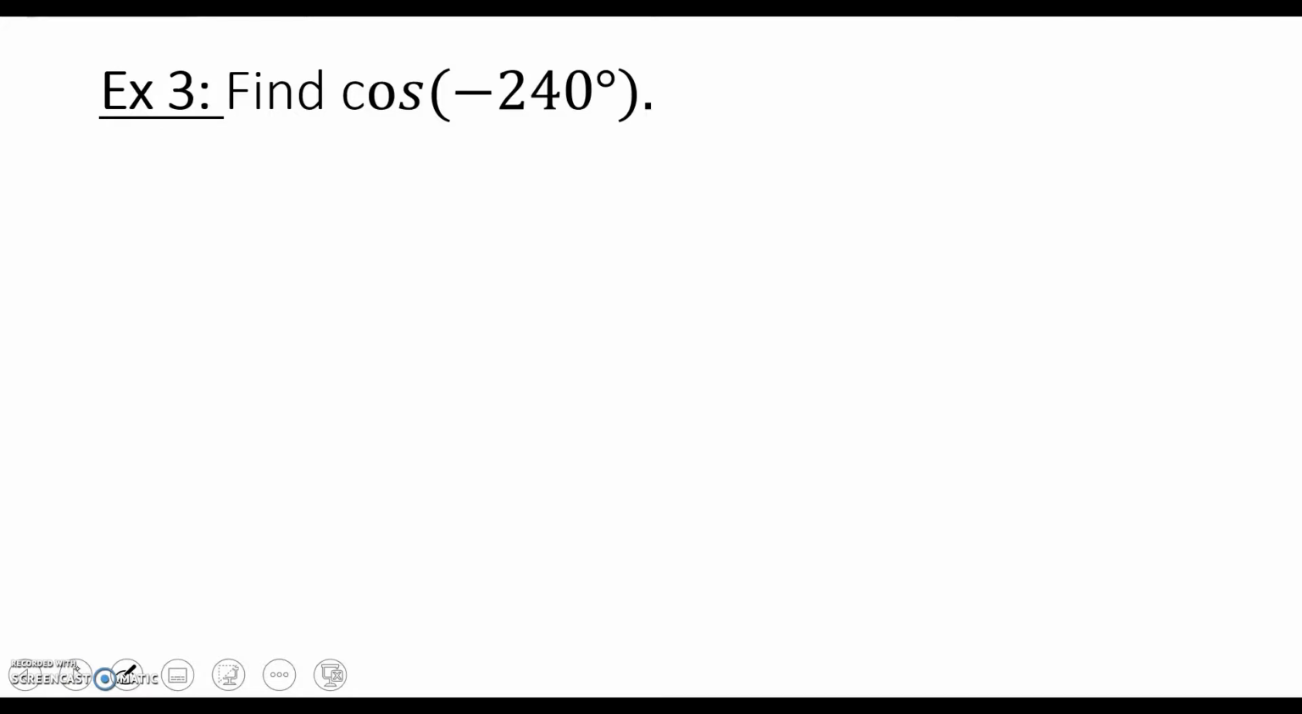We want to find the cosine of negative 240 degrees. So now this angle is not between 0 and 360. So the first thing we would want to do is find the coterminal angle. And remember, if you have a number bigger than 360, you subtract 360 to get the coterminal angle. But if you have a number less than 0, you add 360 to get the coterminal angle. And so the coterminal angle would be 120 degrees. That is your coterminal angle. Now you find the reference angle.